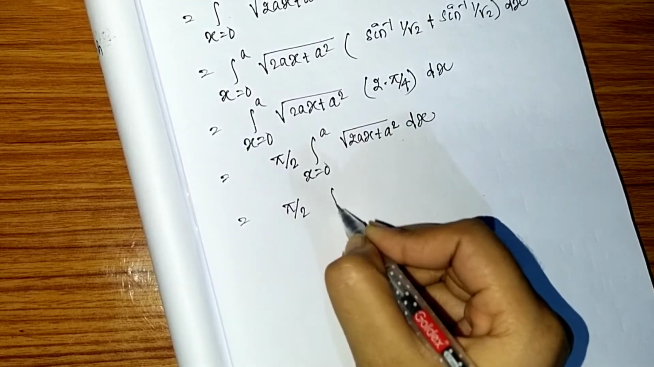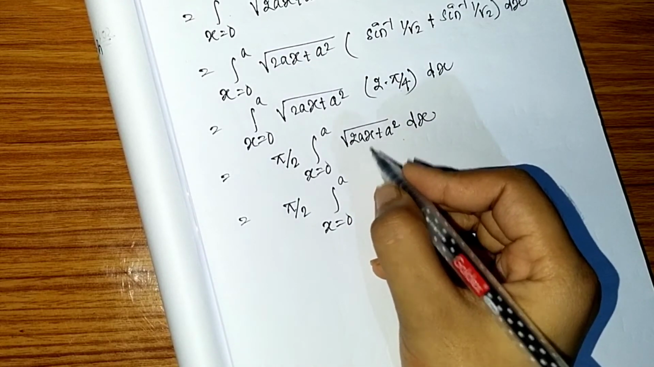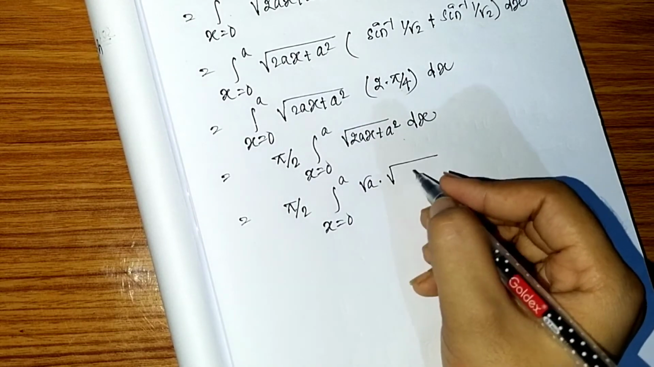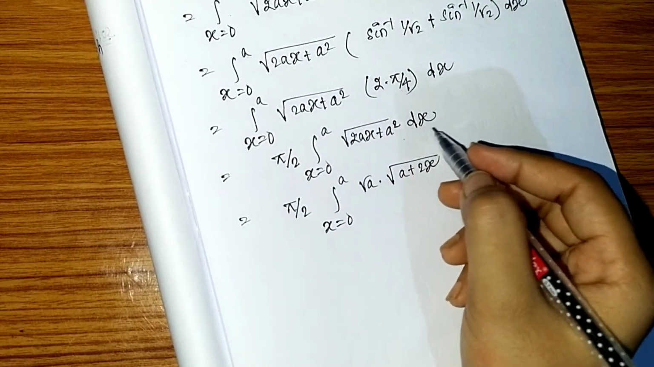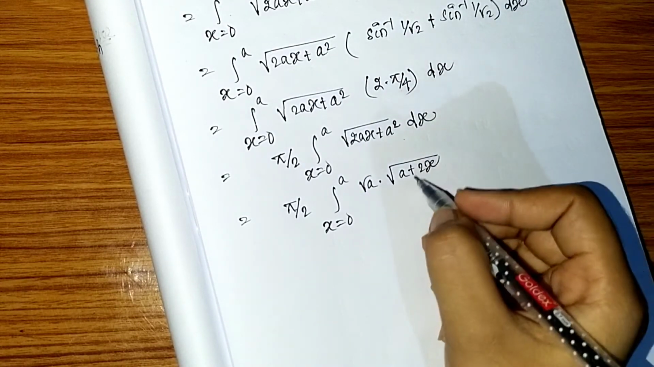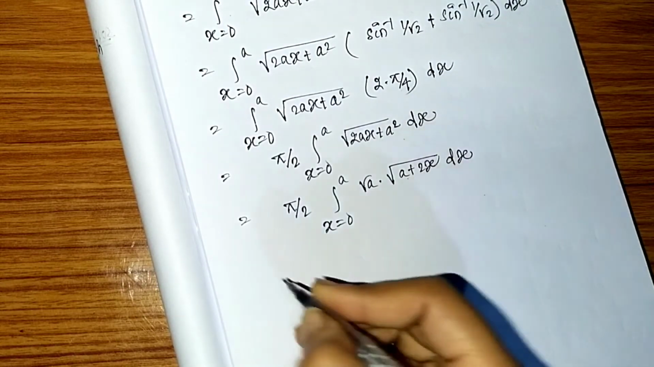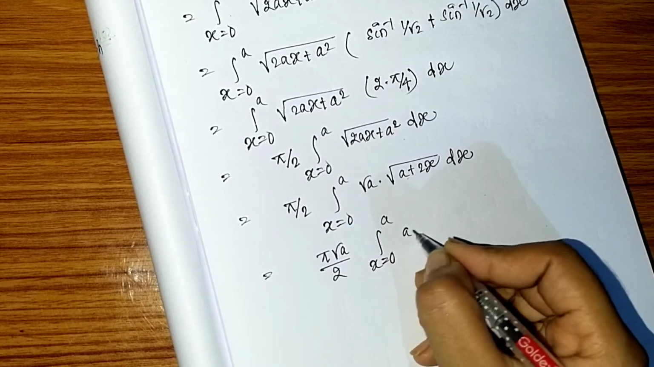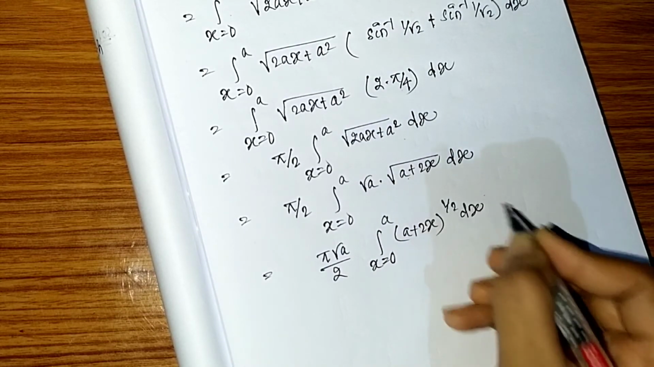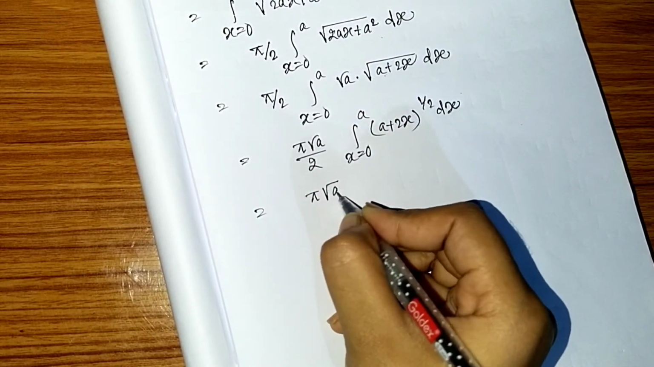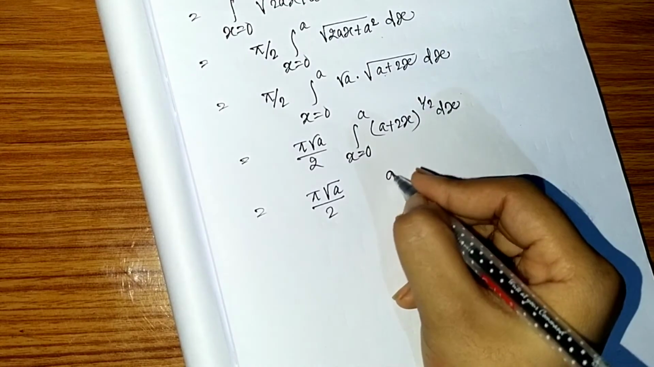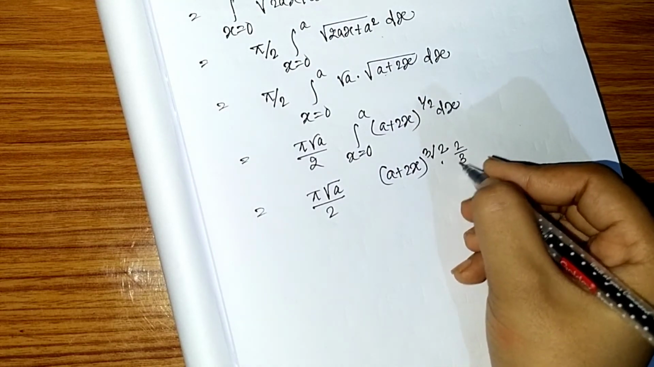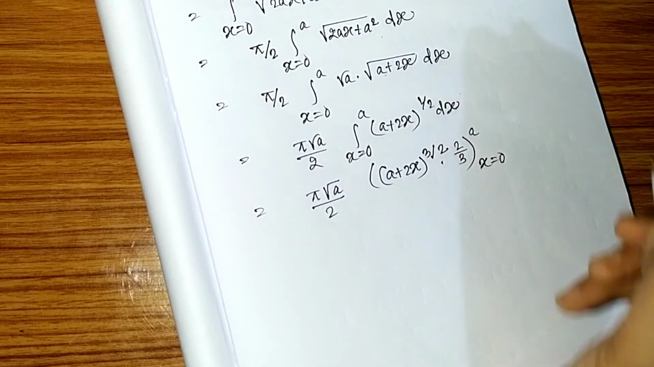So pi by 2, integration x from 0 to a. Here we take common root a, and we get root of a plus 2x, dx. So root a goes outside: pi root a divided by 2, integral from 0 to a of a plus 2x to the power half, dx. The integration of this gives a plus 2x to the power 3 by 2 into 2 by 3, with x limit from 0 to a.